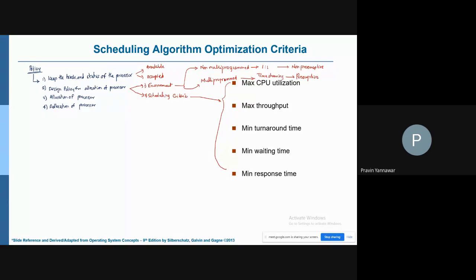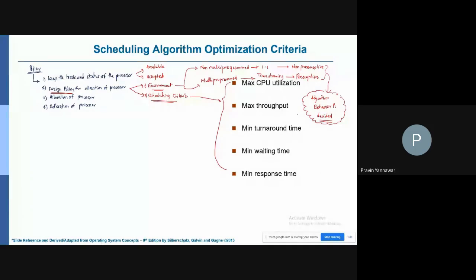So whenever you are trying to design a policy, the consideration factors are the environment and the scheduling criteria. Based on this particular environment, your algorithm behavior is defined. The algorithm's behavior is decided, or you can say determined, by using this. Okay, so allocation of processor and deallocation of processor are going to be done.